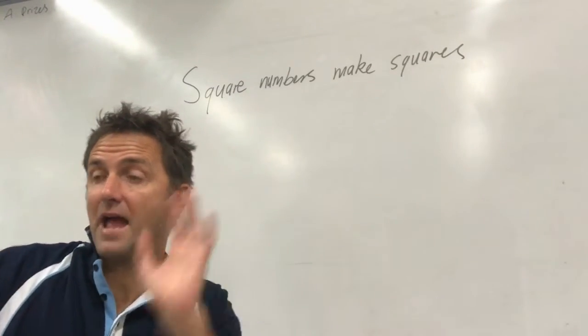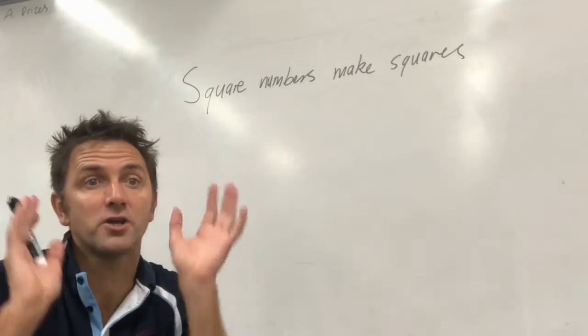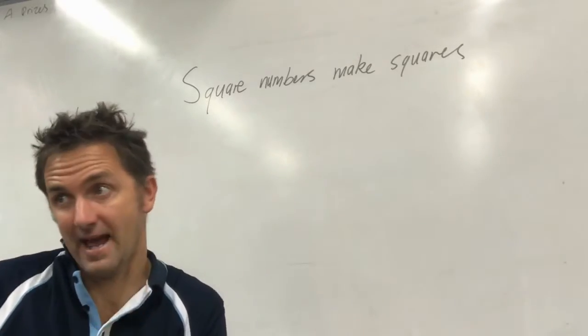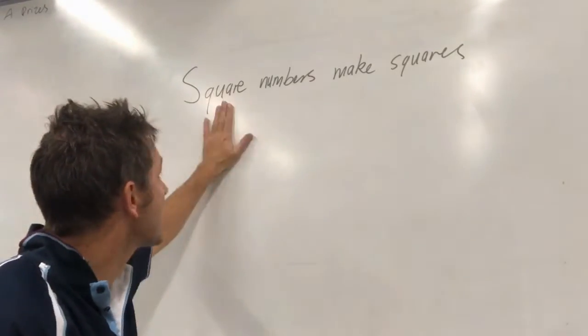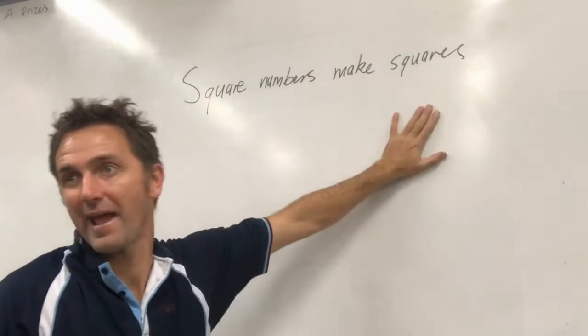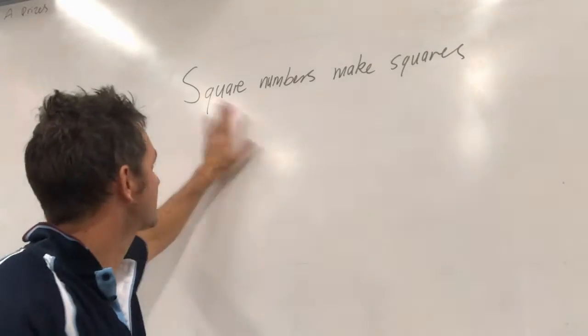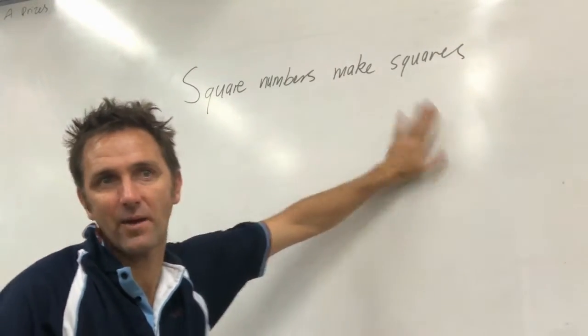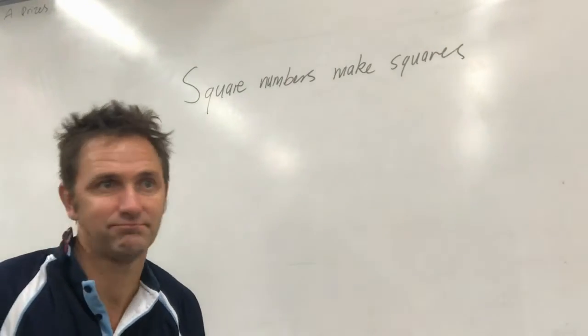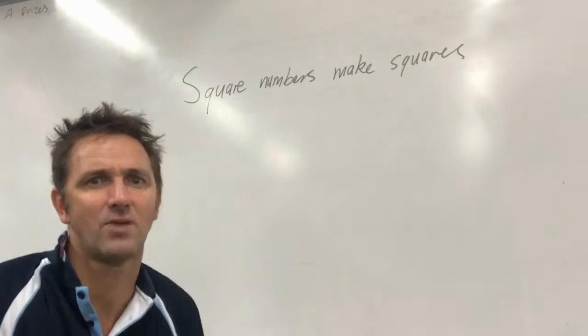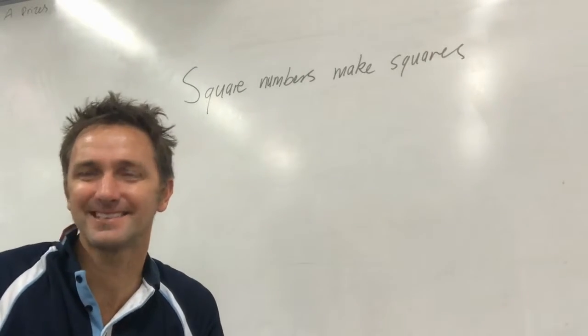Okay, let's start off at the beginning. I'm going to show you some stuff. You're just going to copy it down as well. Basically, look, square numbers make squares. Write that down. Square numbers make squares. Write that down. It's not a title, just write it down on the page. Taking notes.